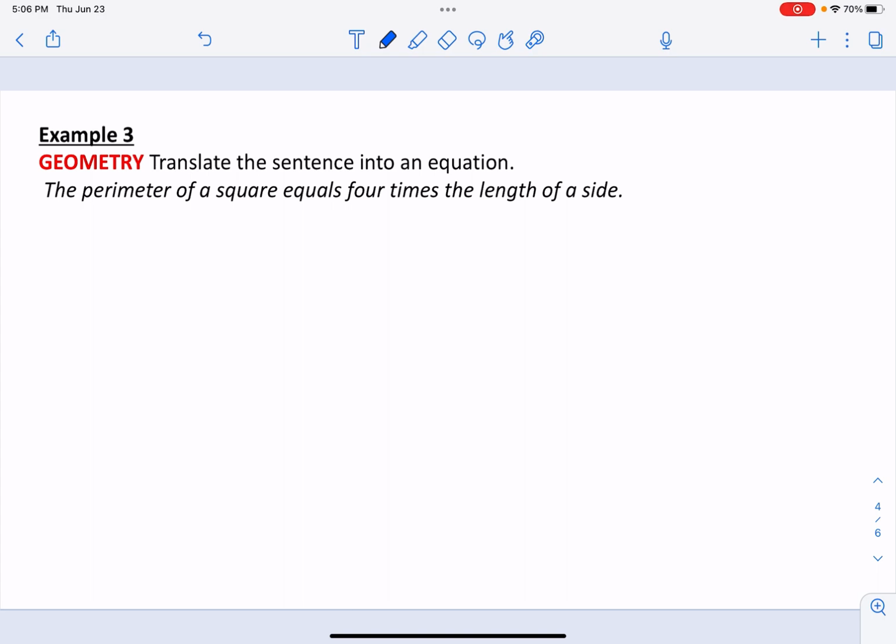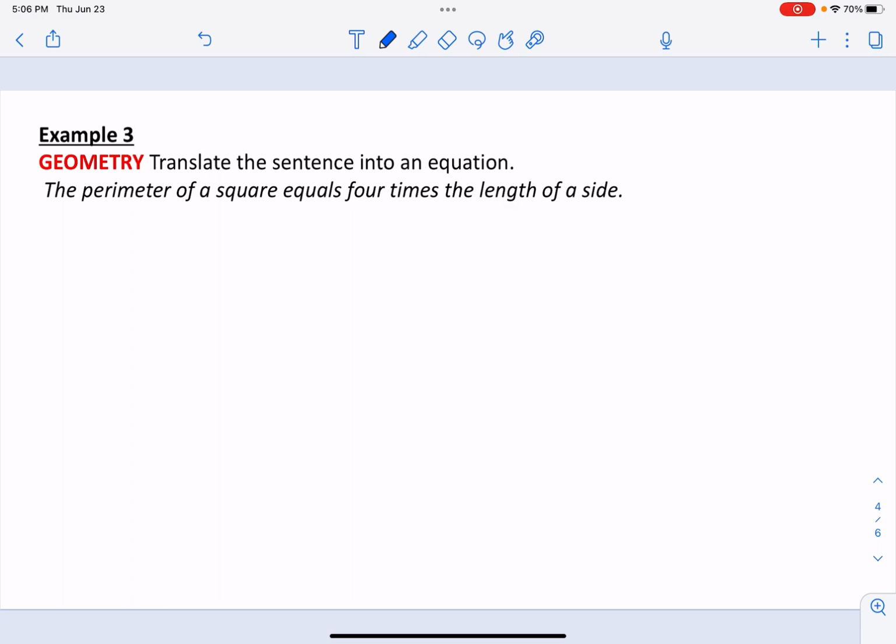Okay, so now a geometry. Right now I currently teach geometry. So that's why I threw this in here, because you're going to need these algebra skills when we get to geometry. The perimeter of a square equals 4 times the length of a side.